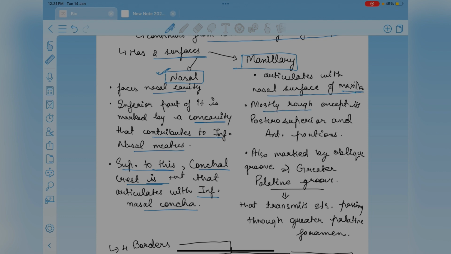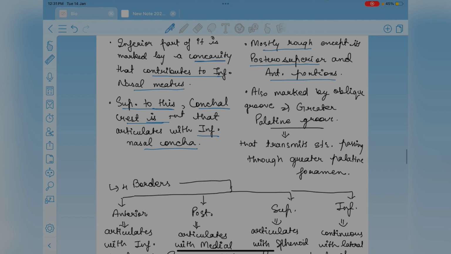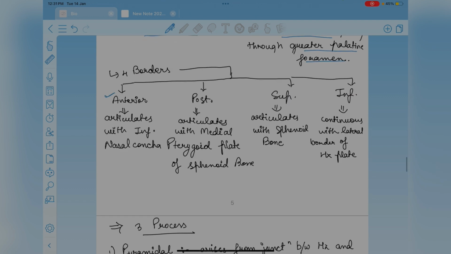It is mostly rough except for the posterior, superior, and anterior portions that are smooth. It is also marked by a groove called the greater palatine groove that transmits the structures that are passing through the greater palatine foramen. It also has 4 borders: the anterior that articulates with the inferior nasal concha, the posterior that articulates with the medial pterygoid plate of the sphenoid bone, the third border, superior, that articulates with the sphenoid bone, and last, the inferior border that continues with the lateral border of the horizontal plate.